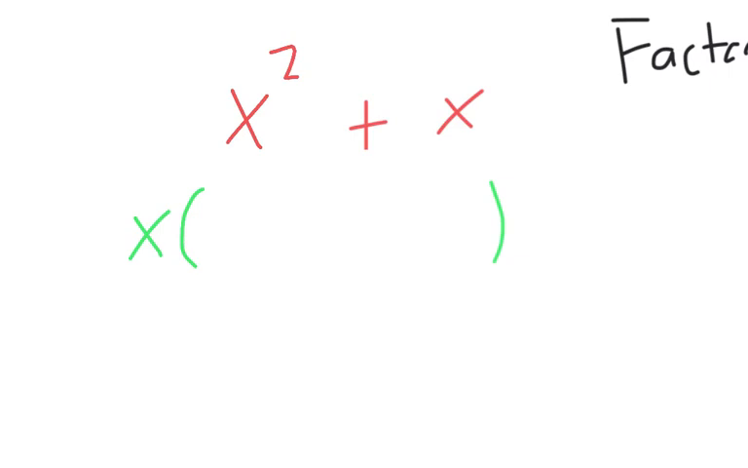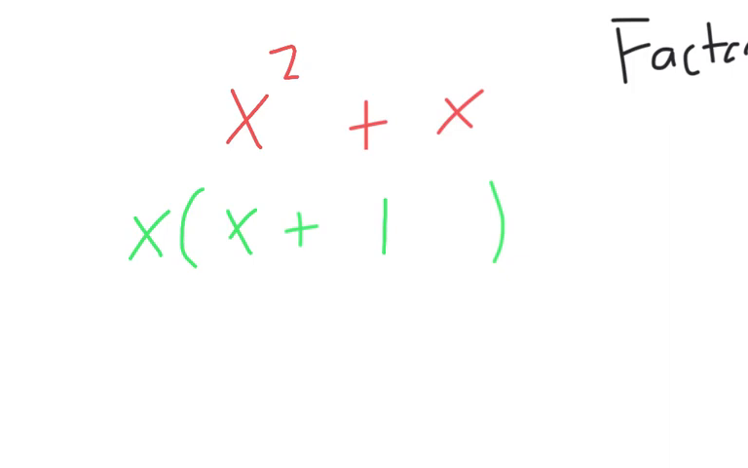Now if I take an x away from x squared, what am I left with? X. I still have one x remaining, an x to the first. If I take an x from x, what's left? Only the coefficient, the positive 1. Because x divided by x is 1.